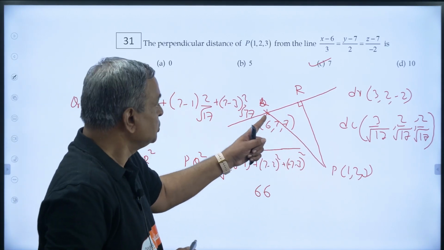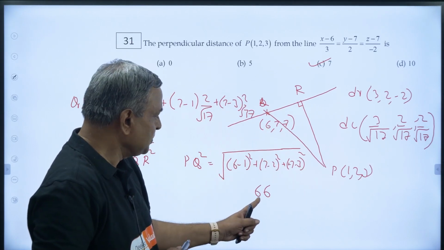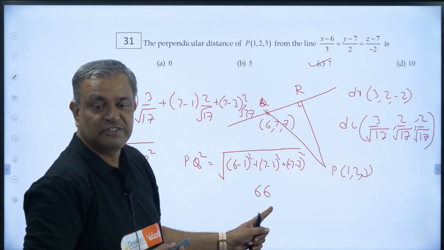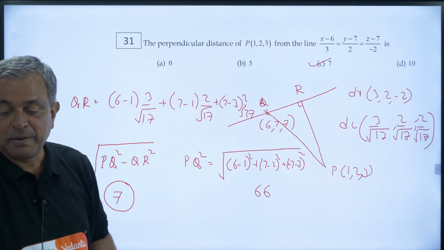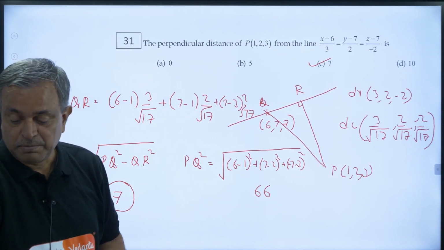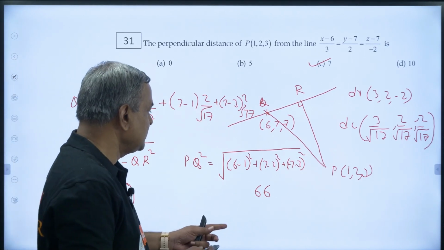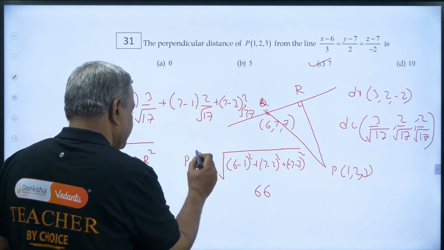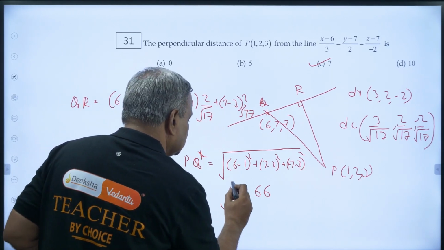P you know, Q you know, any point on the line, you will find PQ square. So PQ square you will get as 25 plus 25 plus 16, this will give you nothing but 66. PQ square is 66, you will get it.